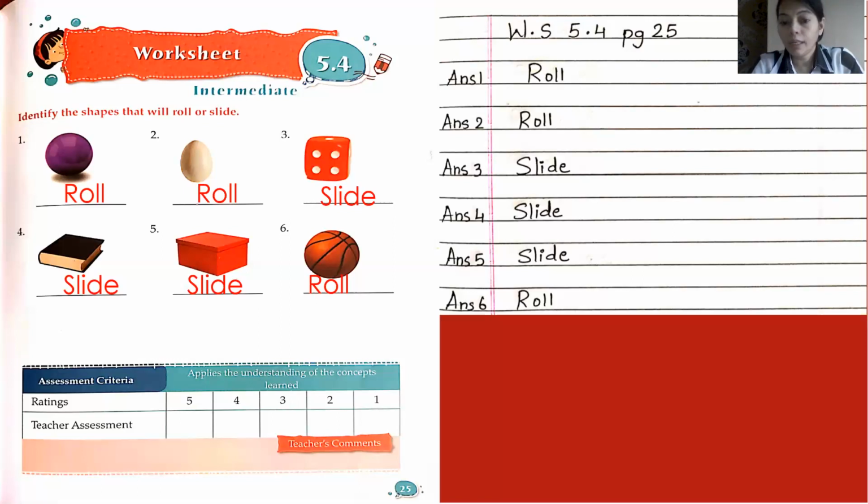Again children, leave one line, write the answer 5 and that is box. And the answer is slide. Write the spelling of slide. SLIDE. Then the sixth one, that is ball. And the answer is roll. Again, you're going to write it in the same way how teacher has written. ANS number 6. And inside the margin, write the answer ROLL, roll. I hope you all have completed till here. Yes, thank you.